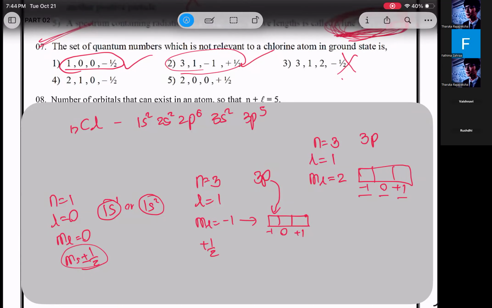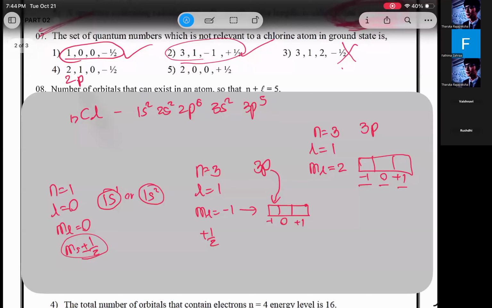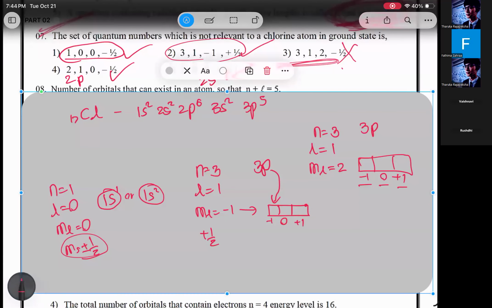Fourth one, 2p. This is 2p, and this is correct, right? 2p and M sub L can be 0. That is correct. And fifth one, this is 2s and M sub L can be 0. That is also correct. So I hope you got this. Answer number 3.